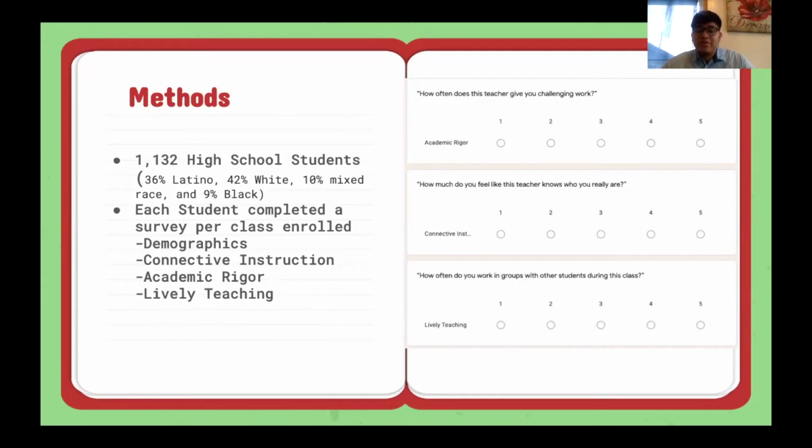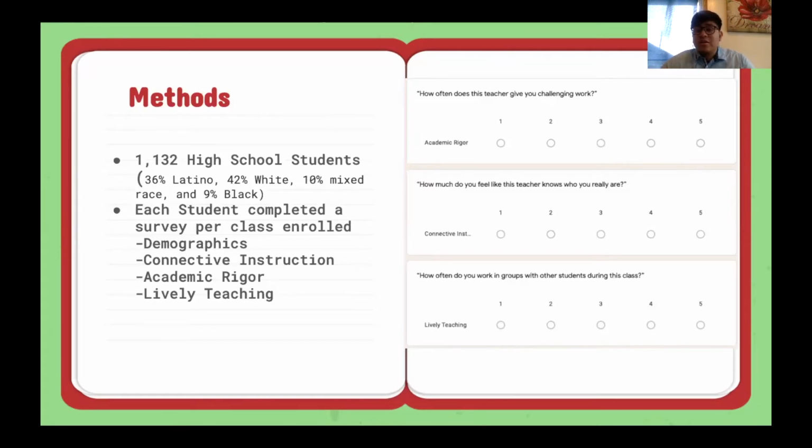They had demographics and then questions that were directed towards connective instruction, academic rigor, and lively teaching that occurs inside of that classroom. So questions like, how often does this teacher give you challenging work, right? That's towards academic rigor. How much do you feel like this teacher really knows who you are? That's connective instruction. And then how often do you work in groups with other students during this class? And that's for lively teaching. So they go on a scale from 1 to 5. And then that, once again, is for every single class.